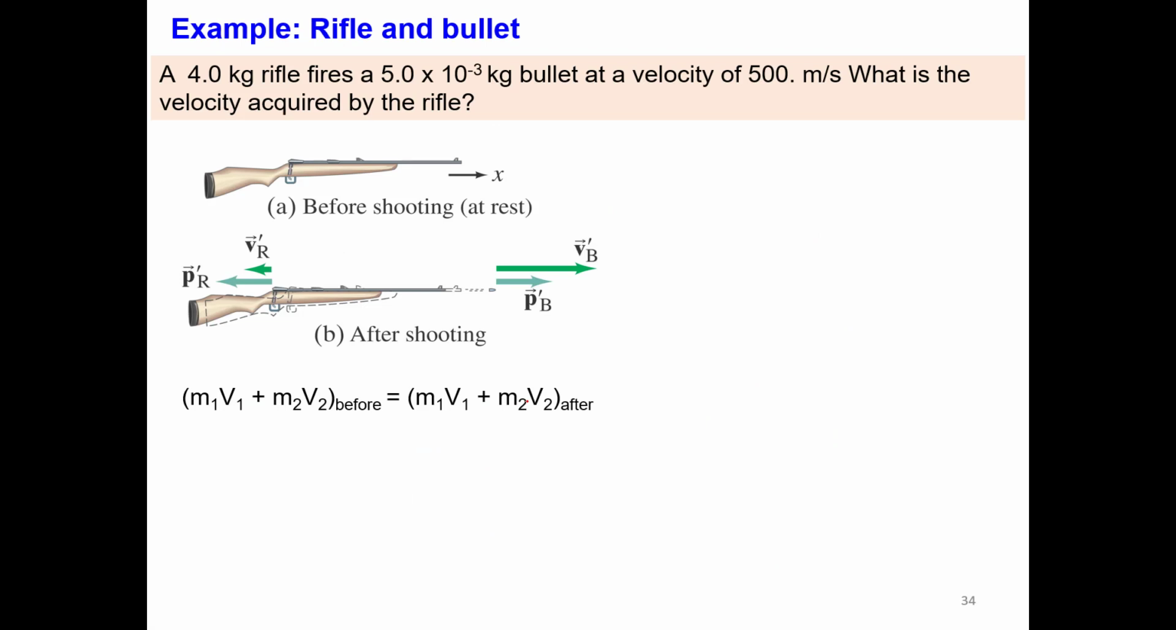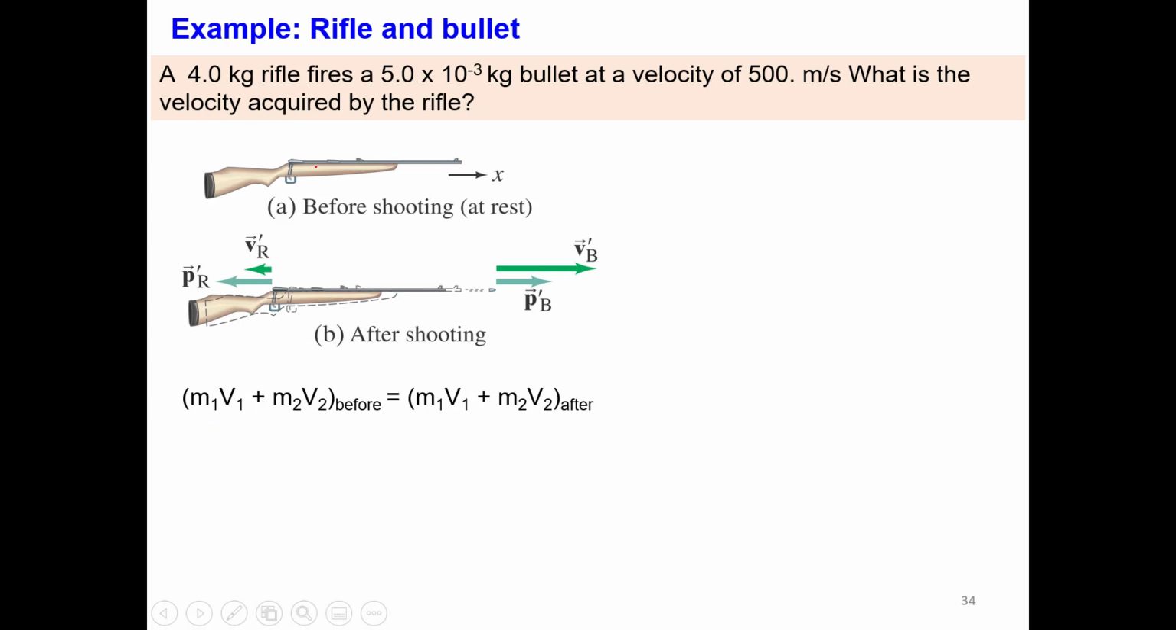And now let's see, we had this problem. We had the rifle and bullet problem. In this case, a 4 kilograms rifle fires a 5.0 times 10 to the power minus 3 kilograms bullet at a velocity of 500 meters per second. Then we want to know what is the velocity acquired by the rifle. We want to know the recoil velocity, this is what we want to calculate. After shooting, we want to calculate the recoil velocity of the rifle.